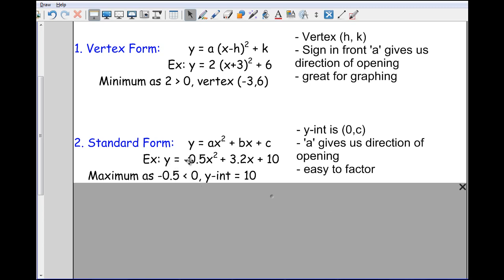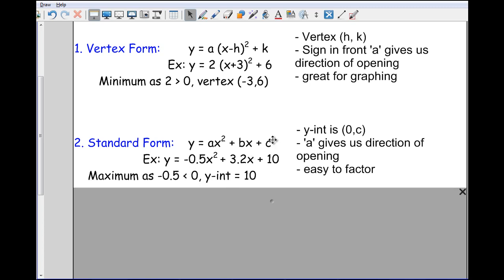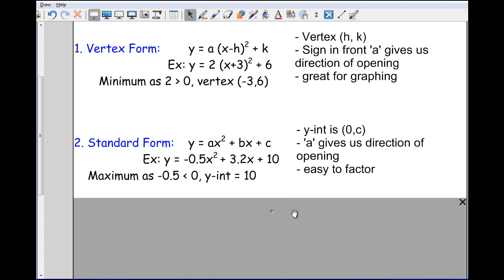So here's an example. y is minus 0.5x squared plus 3.2x plus 10. We can see that a, which is minus 0.5, is less than 0, so we have a maximum. And right away, the c value here is 10. If you put a 0 in for x, that's your y-intercept. Put a 0 in there, and you're left with y equals 10. So the y-intercept would be 10. From standard form, it's quite easy to factor. You just got to know your techniques, which we've looked at a lot.